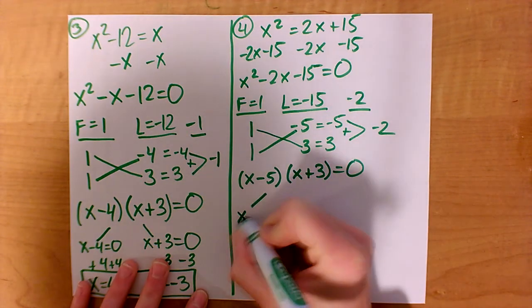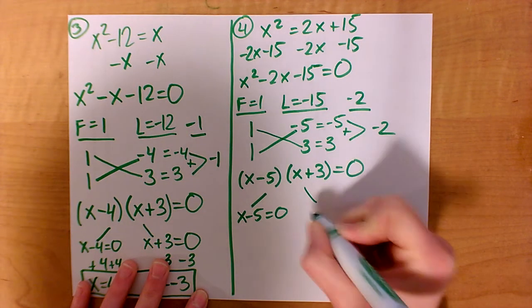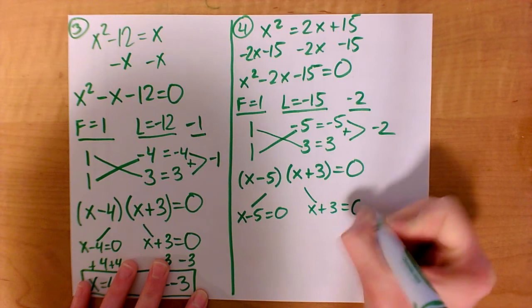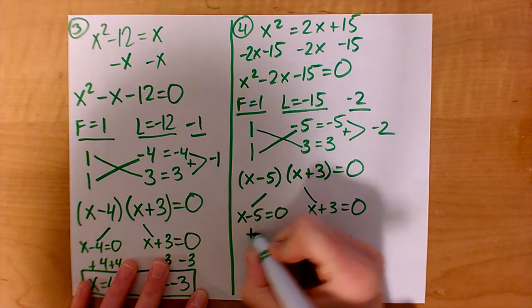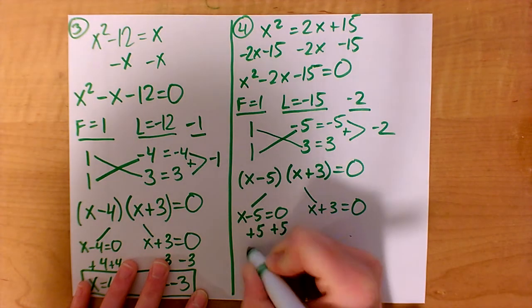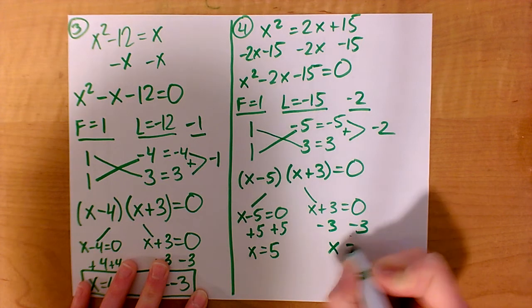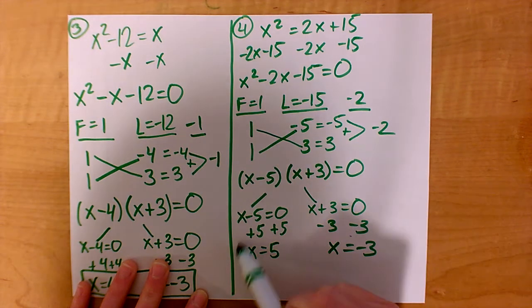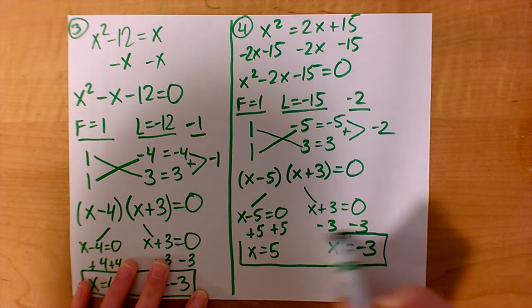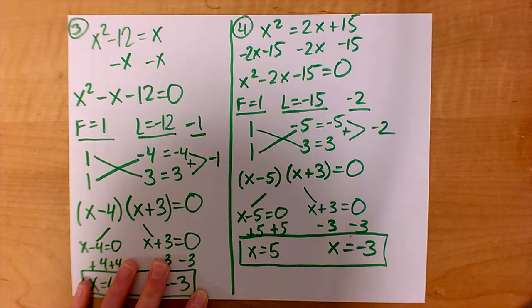So separate these. I have x minus 5 is 0, and then x plus 3 is 0, and solve both of these. Add 5, x equals positive 5, minus 3, x equals negative 3. So our two solutions for number 4 are going to be 5 and negative 3. Alright, let's go on to number 5.